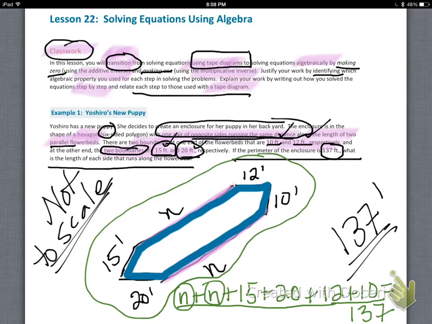So I could go back to my original diagram here, and right here, n equals 40. Wherever I have n, I have 40. And if I went ahead and added all those, I know that they will equal 137 feet.